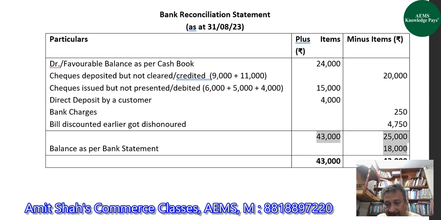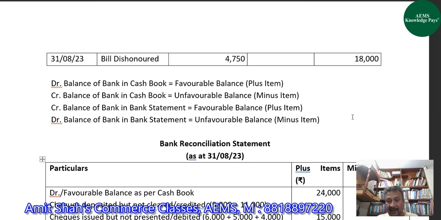As we do, guys, while preparing ledger, the same thing I'm doing. Now this 18,000 balance, we have written it on the minus side because plus side was more than the minus side. It means this 18,000 is reflecting plus side. It means it is favorable balance. Favorable balance as per bank statement means credit balance. So credit or favorable balance as per bank statement is 18,000, and that is what is the case here, guys.